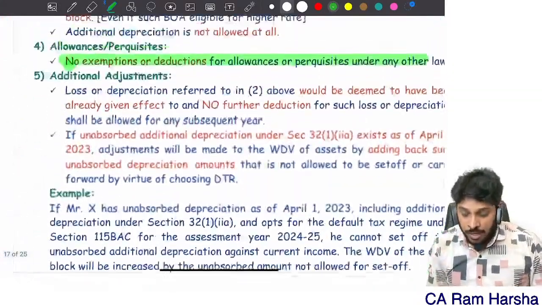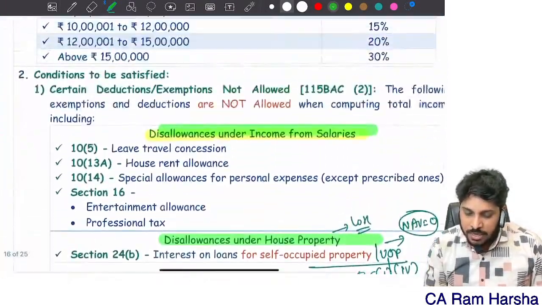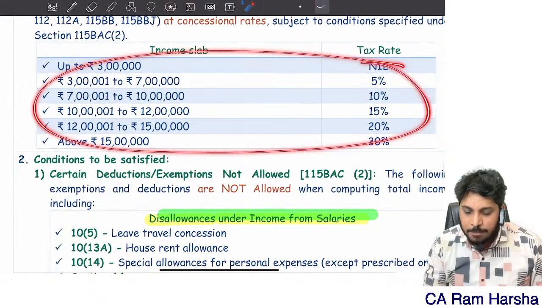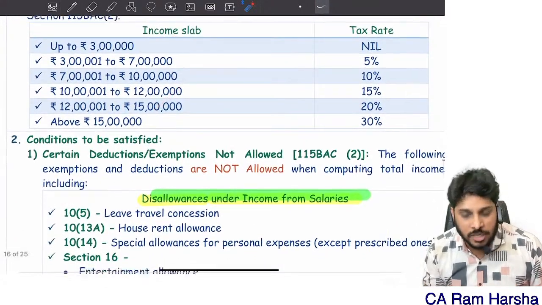Clear, all of you? That's it. Now, what is the tax rate under the default tax regime? Actually, here I have given tax rates, but this is applicable for May 25 onwards. So don't look into these rates. Even if you see them, ignore them.